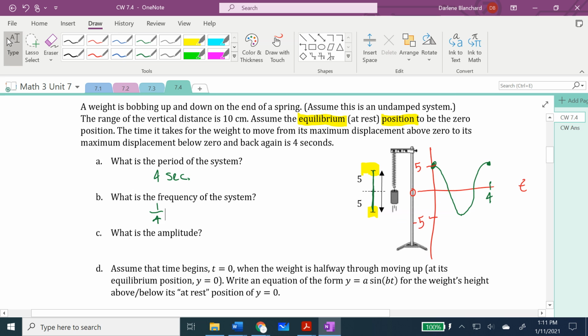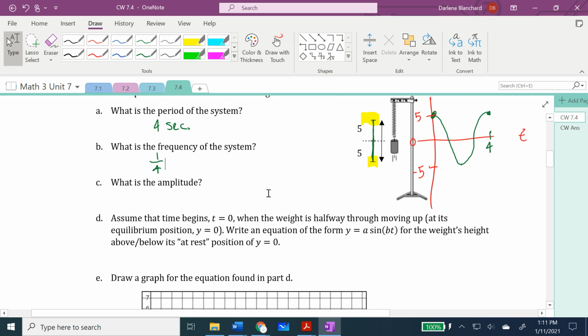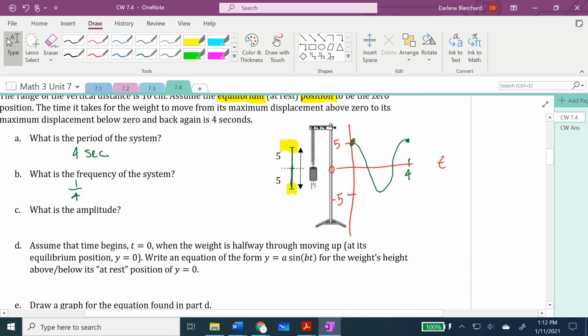All right, now for part D. Assume that time begins t equals 0 when the weight is halfway through moving up. So that means that what I drew over here is not that, and I'm going to erase it. And fantastic, I erased more than I intended to.